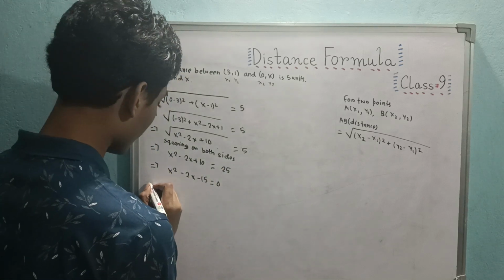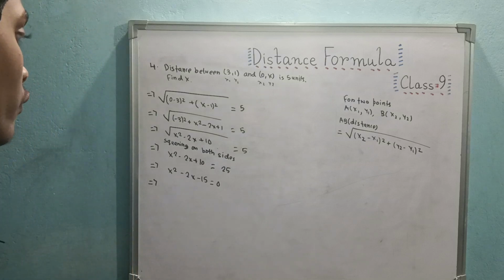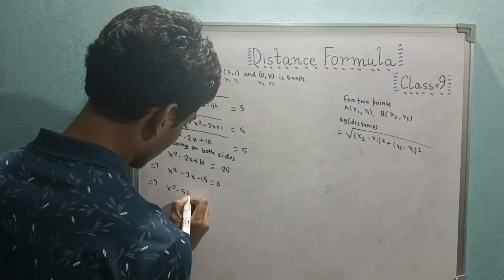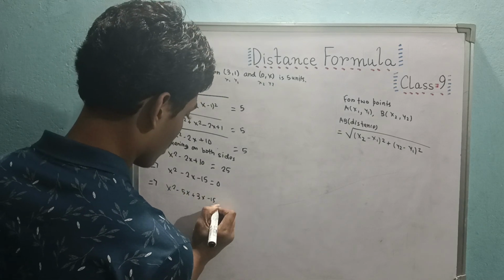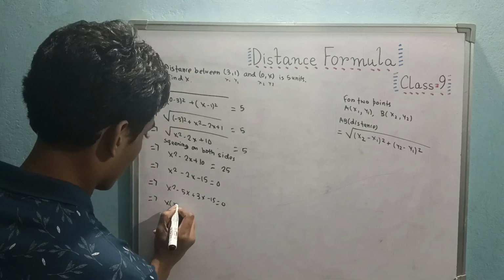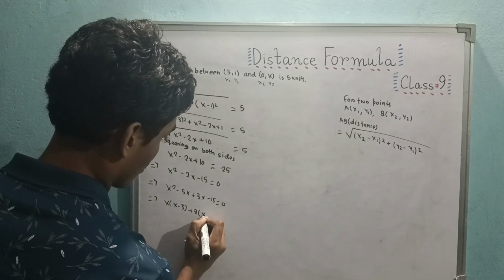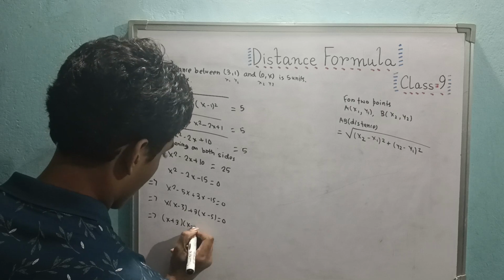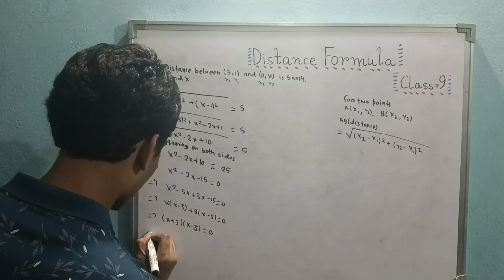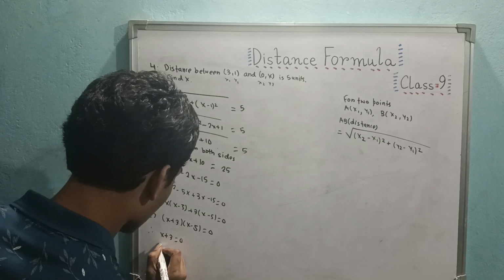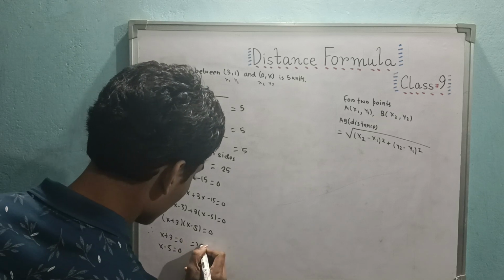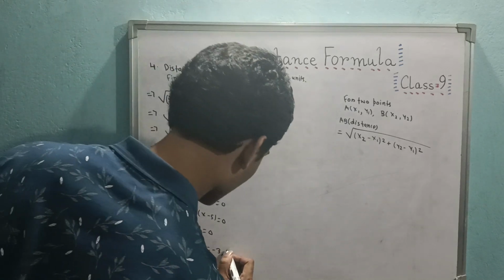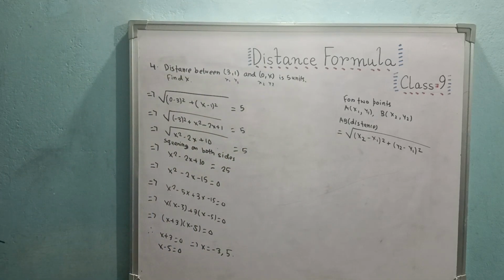Then a quadratic equation is here for us. Solving this equation is easy for you all, so let me just solve it directly here. This is easy. Equal to 0. That means what? x plus 3 equal to 0, x minus 5 equal to 0. So x equal to minus 3, and x minus 5 equal to 0 means what? x equal to 5. Those are the values possible for x.